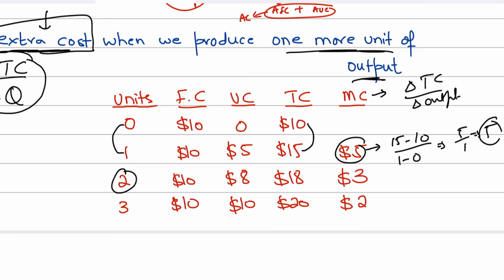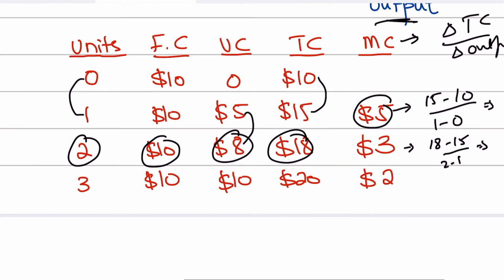If I produce 2 units, the fixed cost is 10, the variable cost rises from 5 to 8, and total cost is 18. Again, it's simple. How will I calculate the marginal cost? I'll deduct 18 minus 15, divided by 2 minus 1, and the answer should be 3. So the extra cost that the business incurs when it produces an additional unit, that is the second unit. I'm going to repeat this because you need to be very clear on this. Because of producing the second unit, the business incurred an additional cost of $3.